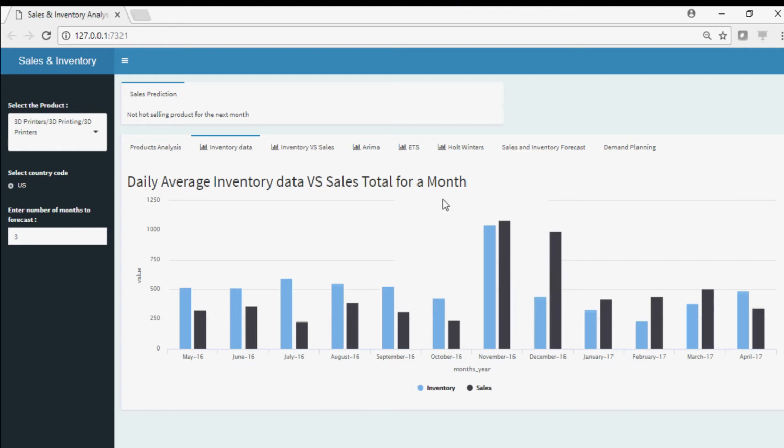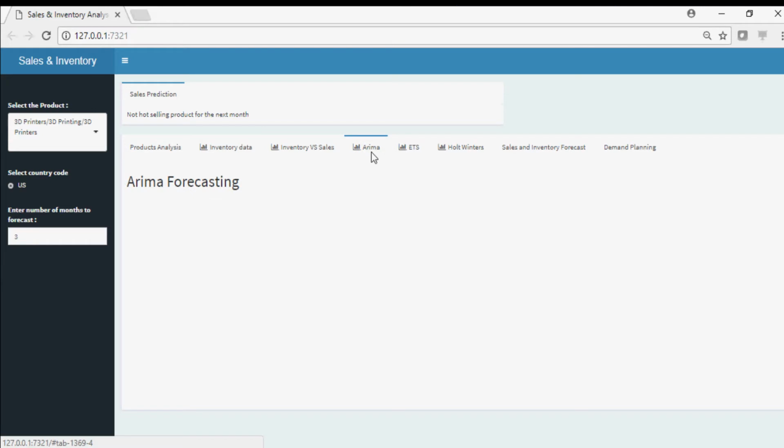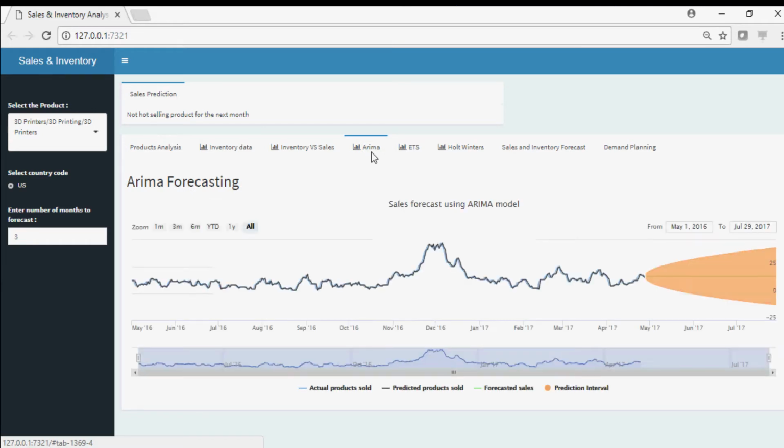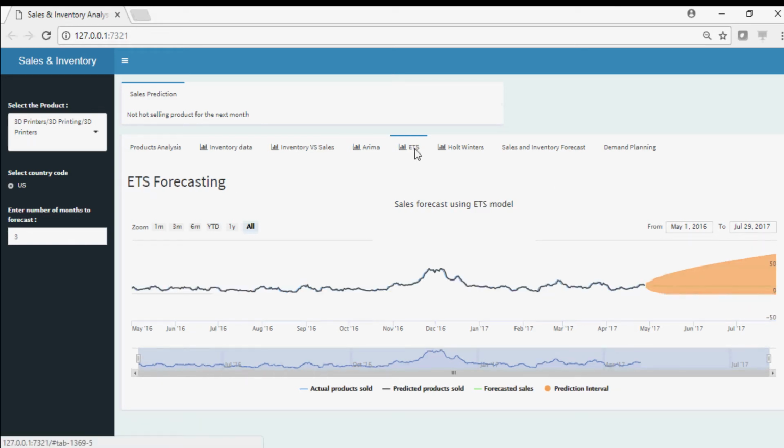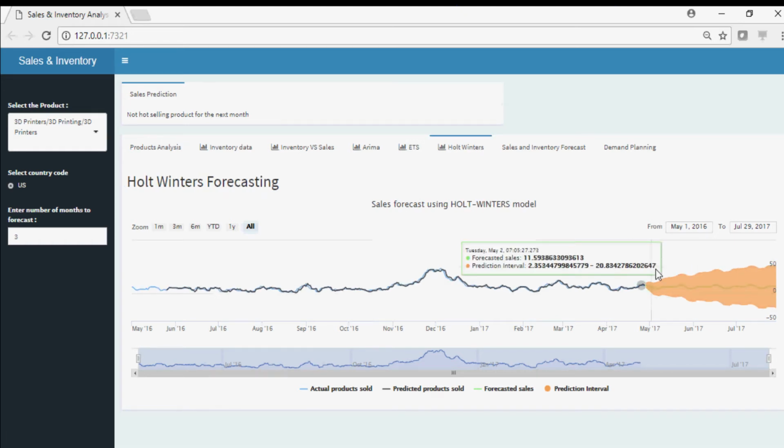So let's take a look at what my prediction says for ARIMA. With the ARIMA model, you can see the prediction is pretty flat here, so I don't focus on this model. ETS, exponential time series, again the prediction is very flat. But Holt-Winters is a model which fits this data set the best.